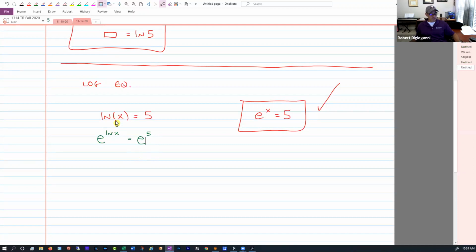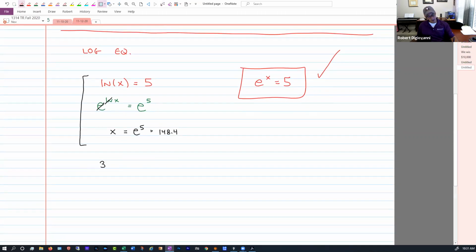The reason I'm doing e on both sides is because the e and the natural log kill each other off, and you're left with just the x. Then on the right side, we do e to the 5th, and that we can do on our calculator. So now we're using the e key instead. And that is a big number: 148.4. Does that make sense, everyone? We're going to do another one, but any questions?